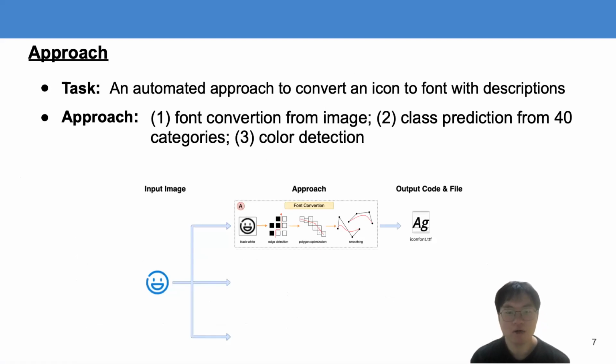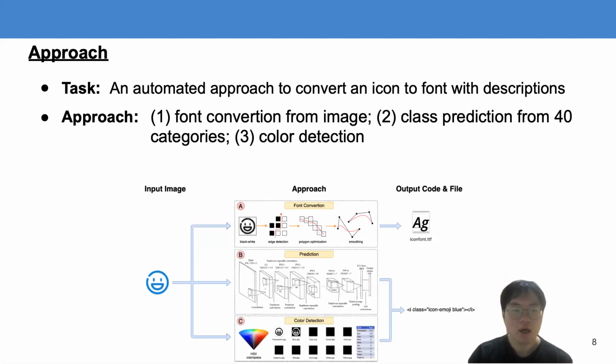Motivated by the practical limitations of implementing icons, we designed an automated approach to convert an icon to fonts with descriptions. The approach includes three main parts. First, for converting an image to font, we adopt the state-of-the-art font trace generation algorithm. And for generating the descriptions for icons, we not only use MobileNet to predict the class of the icon based on the emerged 40 categories, but also apply a computer vision technique using HSV color space to detect the color of the icon.